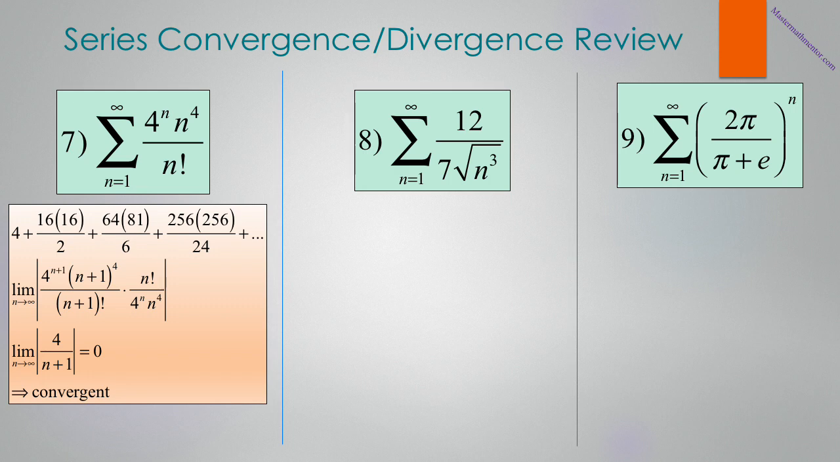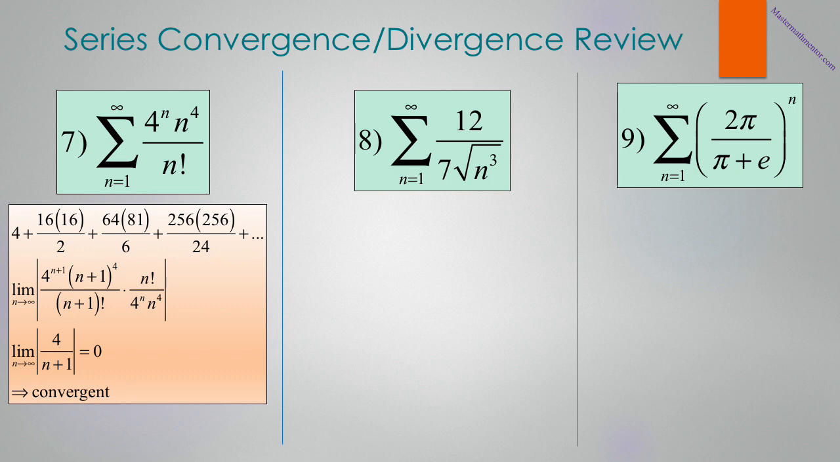We look at the limit as n approaches infinity of the absolute value of 4 to the n plus 1 times n plus 1 to the fourth over n plus 1 factorial times n factorial over 4 to the n times n to the fourth. Three things to be concerned with here: the n's, the 4's, and the factorials.